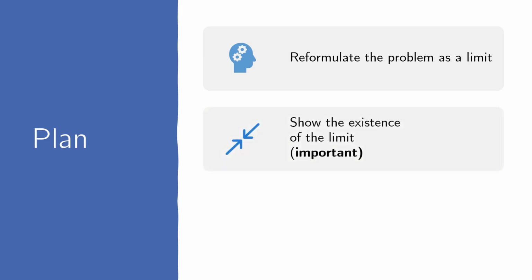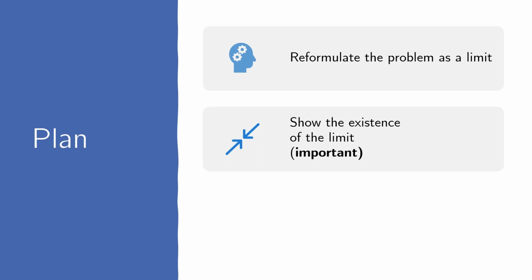Then we're going to show that that limit actually exists. And this is an important step because most of the rules and the theorems that we use to compute the limit actually only work when and if the limit exists. So if the limit does not exist, we might get something from those rules, but we do not have the guarantee that that's actually the correct limit that we're looking for. So it's important to check that it exists.